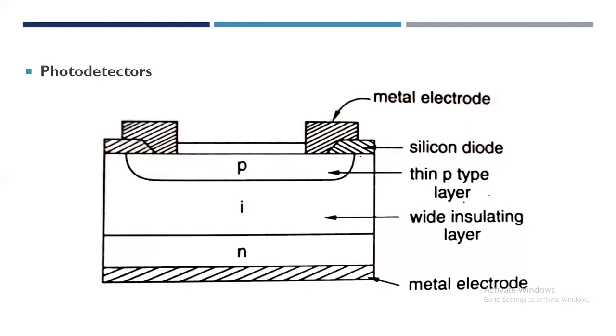This figure shows a basic PIN photodetector structure. This is the P-type layer, this is the N-type layer, and the middle one is a wide insulating layer, and this is enclosed with the electrode and the base metal electrode.